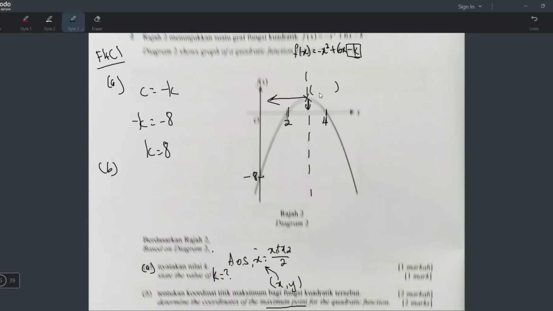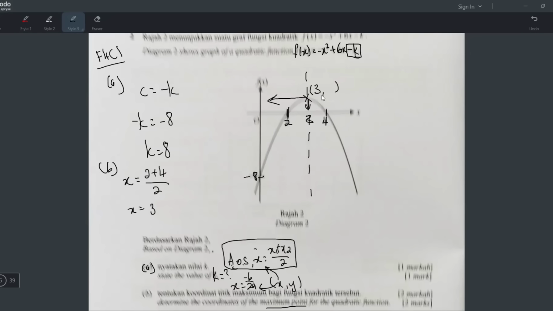Okay, you can take 2 plus 4 divided by 2. Another method you can do it is you use x equals negative b over 2a. If you do it like this also, you will get the same answer. Right? You get the same answer. But I think I will just do it like this for this question because they already give us the 2 x-intercepts here, 2 and 4. So it's very convenient for me to just put it in this. So I will just write here the axis of symmetry, x equals 2 plus 4 divided by 2. And that will give you 3. That means the axis of symmetry will cut the x-axis at 3.